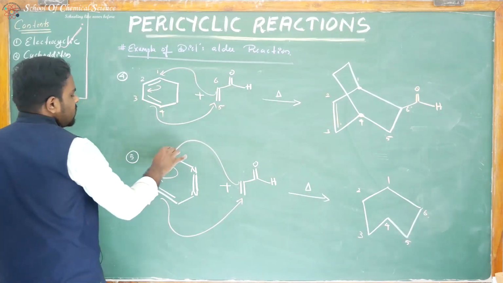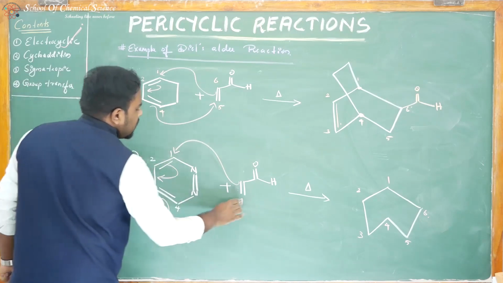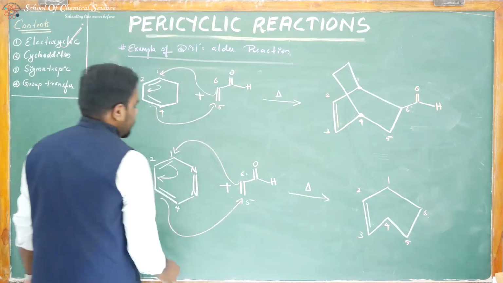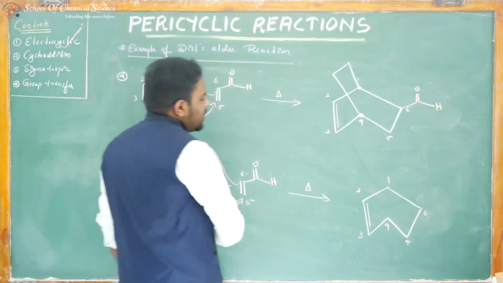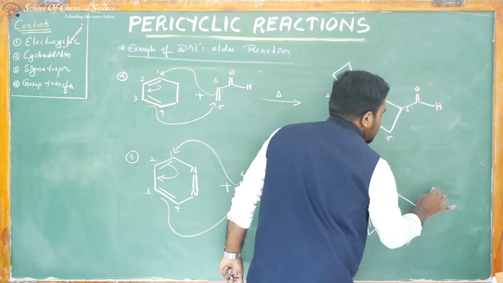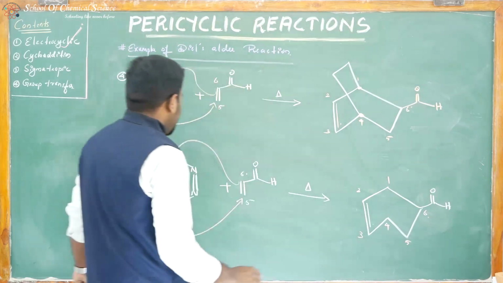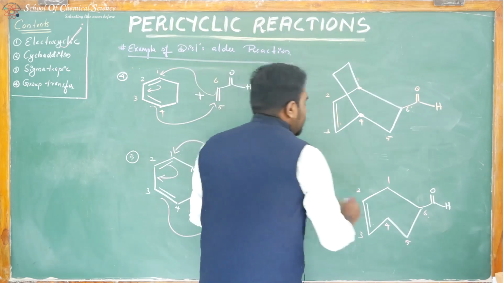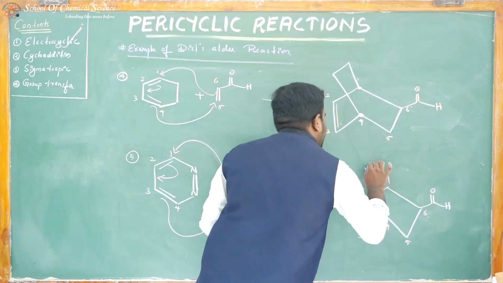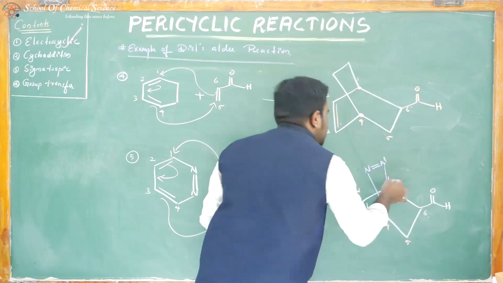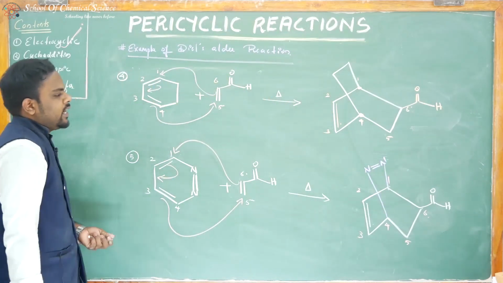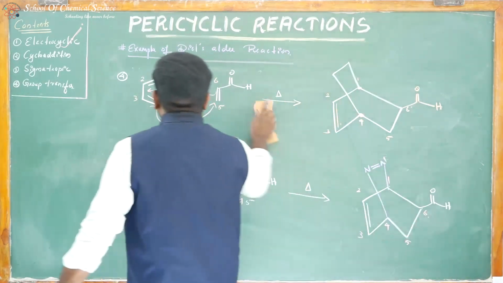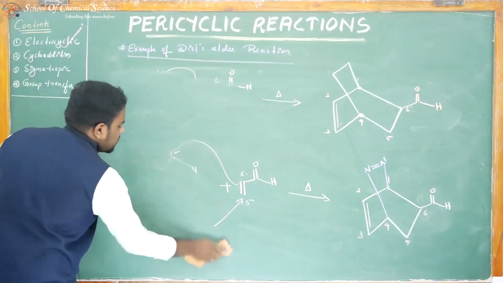Okay, here also numbering 1, 2, 3, 4, 5, 6. Between 2 and 3, a pi bond is present. At carbon number 6, a C double bond OH is present. Between 1 and 4, an N double bond N bridge is present. So that's the product. Okay, N double bond N bridge. Clear? Okay, example 6.